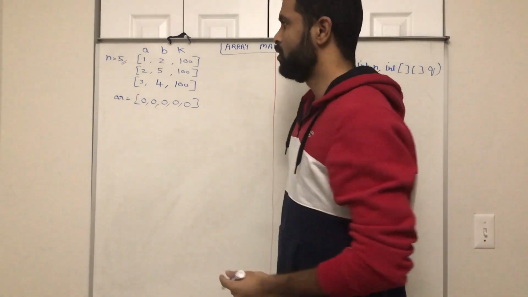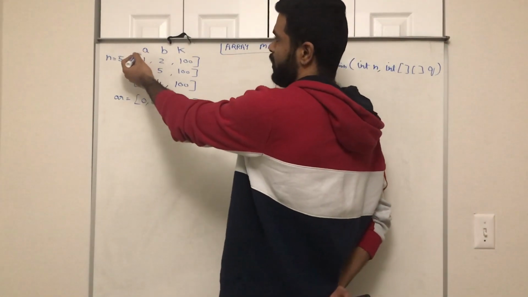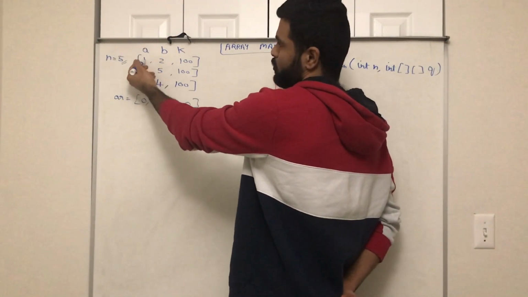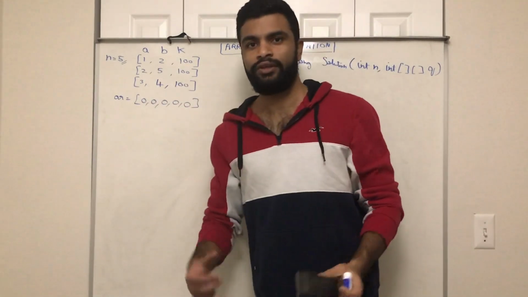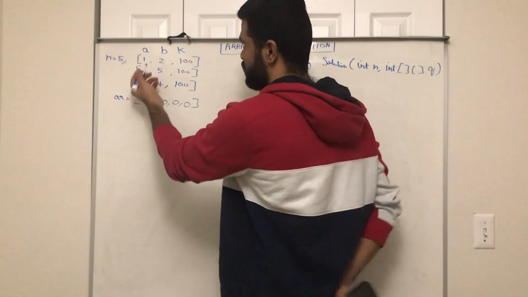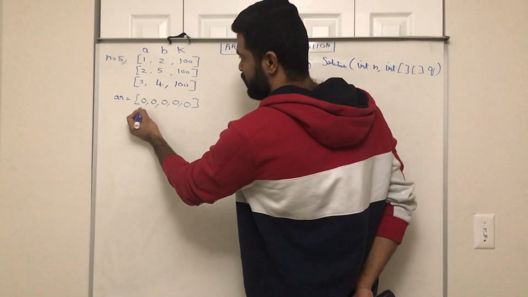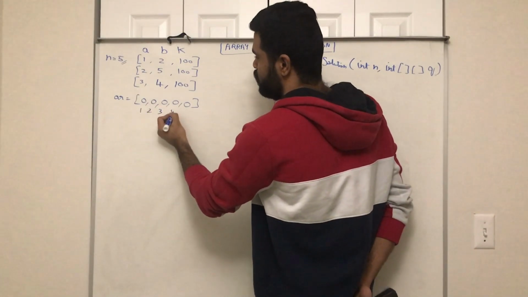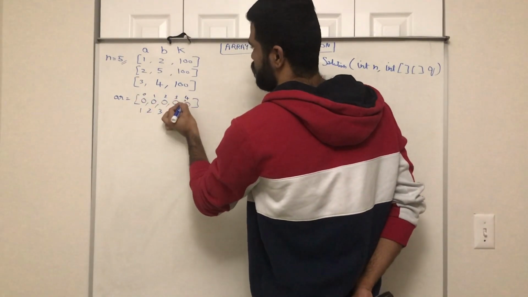Here, I named it as a b k. For each query, the first value is a, the second value is b, and the third value is k. So a and b are the indices and k is the value. I'll just say points instead of indices to make it simple. I will name each index as points, like 1, 2, 3, 4 and 5. The actual indices are 0, 1, 2, 3, 4 for this array.